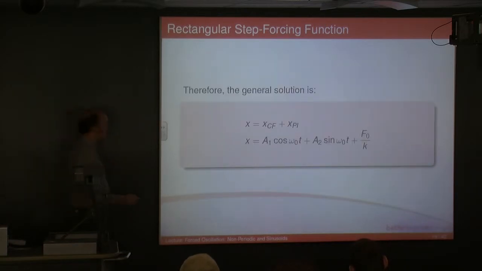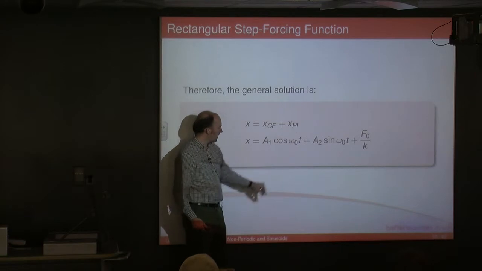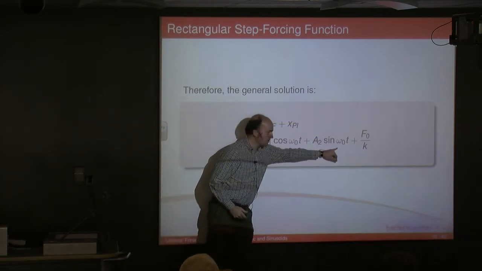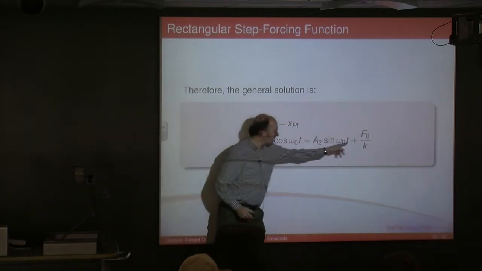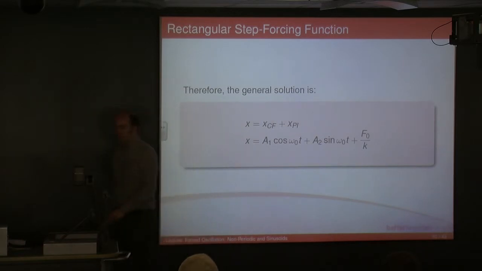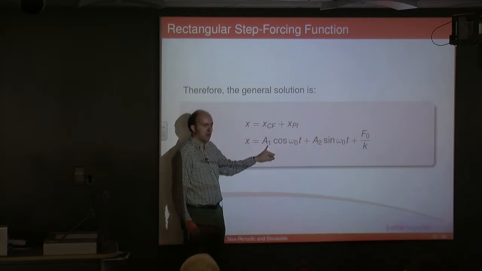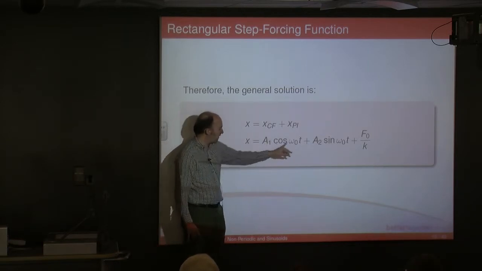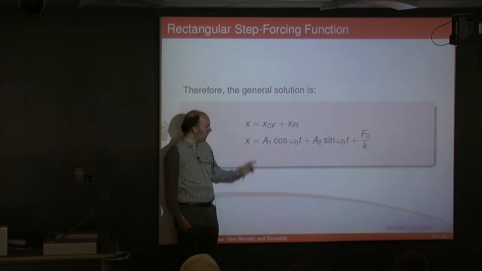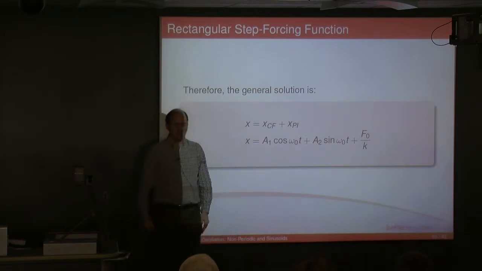So the general solution is the complementary function plus the particular integral, and so there's my complementary function, the free response, plus my particular integral at the end. Now this is called the general solution, and it's general because it doesn't matter what your initial conditions are because you've got these arbitrary constants in. Okay, depending on your initial conditions, you can therefore find A1 and A2, but it will always be in this form.